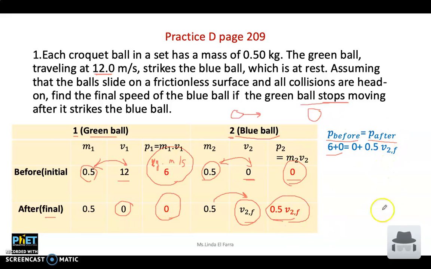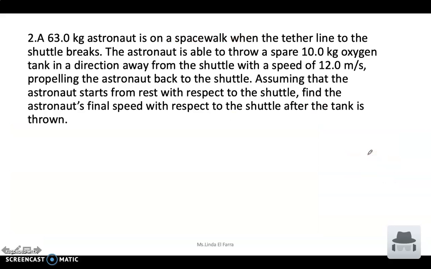For the second one, it's 0.5 V2 square. Now, I need to find V2 square. Now I have an equation. I will solve it to find V2 square. It will be 6 divided by 0.5, and I'll get the final answer in meters per second. Okay? Now, let's solve another question.